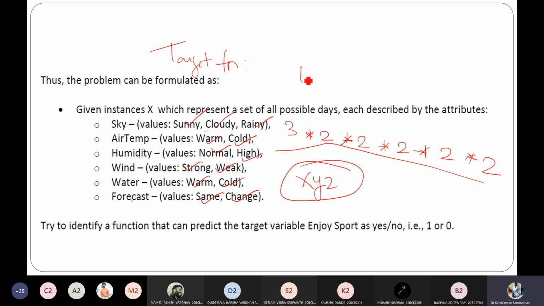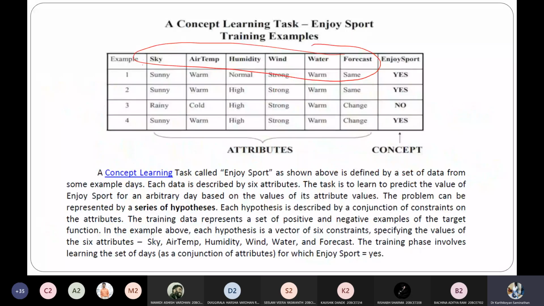Target function is nothing but enjoy sports. So whether Shah Rukh Khan is likely to enjoy this sport or not, that is the given question. When will Shah Rukh Khan come out of the house and enjoy the sports?